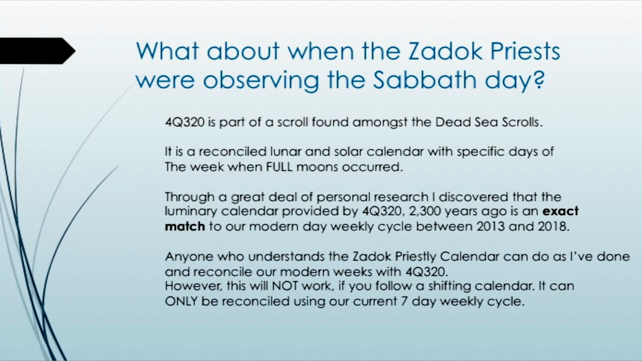So what about when the Zadok Priests were observing the Sabbath day? There is a document in the Dead Sea Scrolls called 4Q320. It is a reconciled lunar and solar calendar with specific days of the week when full moons occurred. Through a great deal of personal research, I discovered that the luminary calendar provided by 4Q320, which documents 2,300 years ago, 3 years in a row, is an exact match to our modern day weekly cycle between 2013 and 2018.